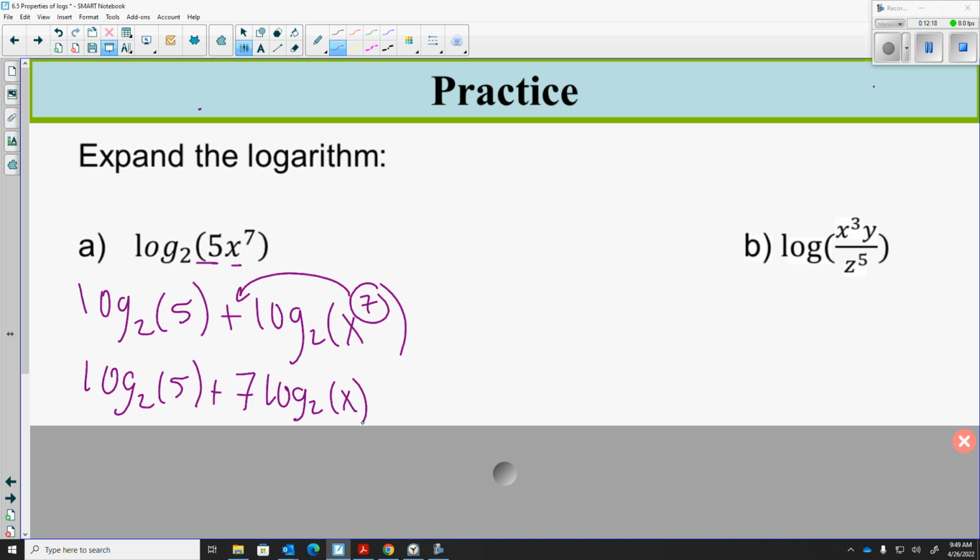All right, let's think about this one. There's actually all three rules going on in this one. I have multiplication, I have division, and I have powers, right? So I got all three in this one. Okay, let me give you a pro tip. If you have all three of them at play, you should do division first. If you're breaking it up and separating it into multiple logs, do the division first, okay? It's going to make life a little bit easier.